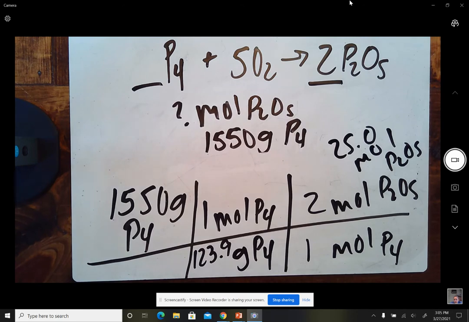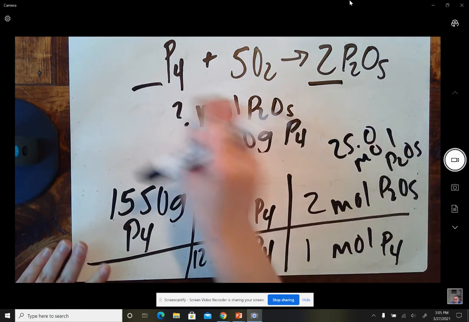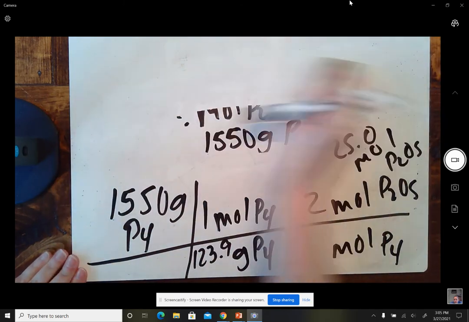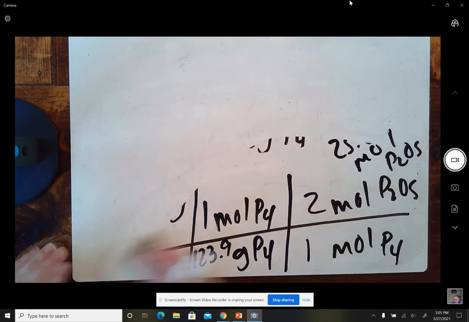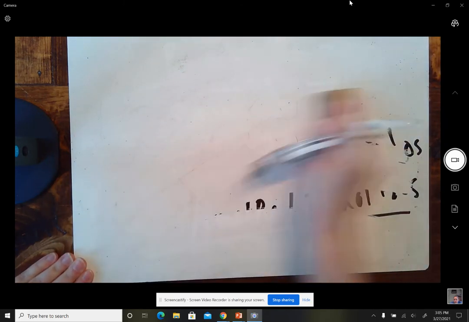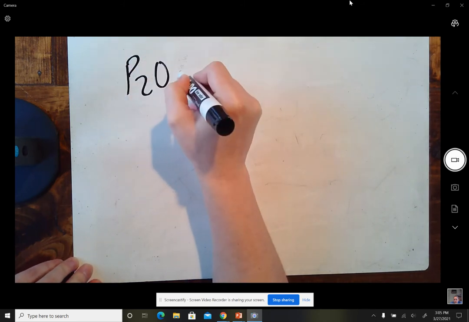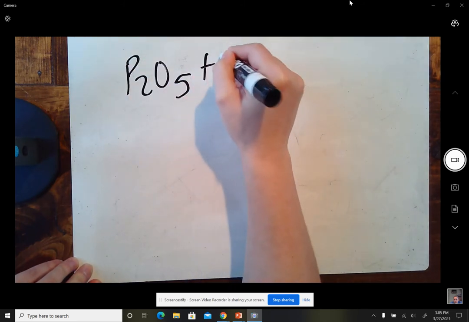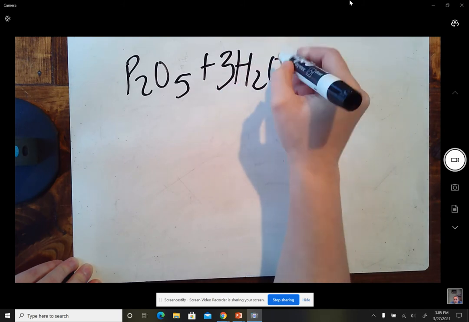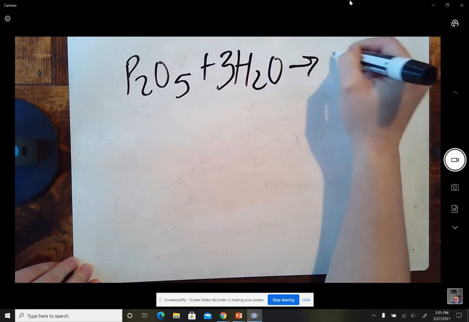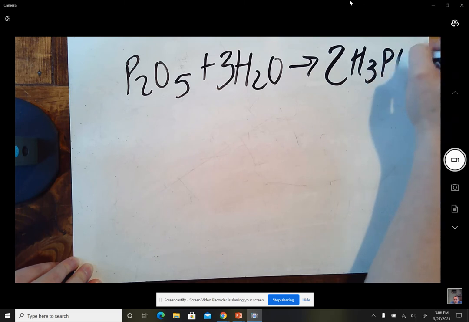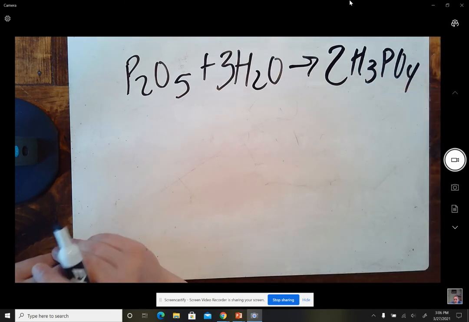All right, let's do one more, and then you guys can do some practice. Look in the book, look at your notes, look at the worksheets I gave you. Some of them are worked out for you to help you out. So here's my equation. P2O5 plus 3H2O is going to give us 2H3PO4. Again, you've seen this one.